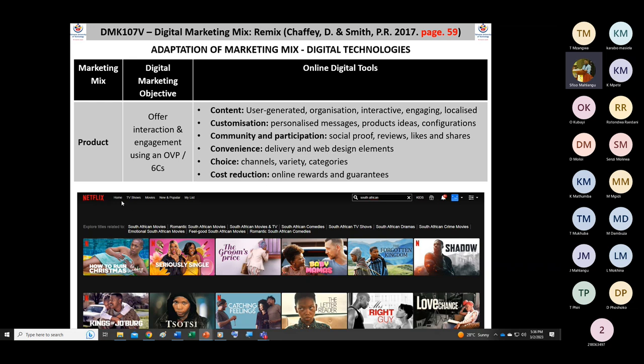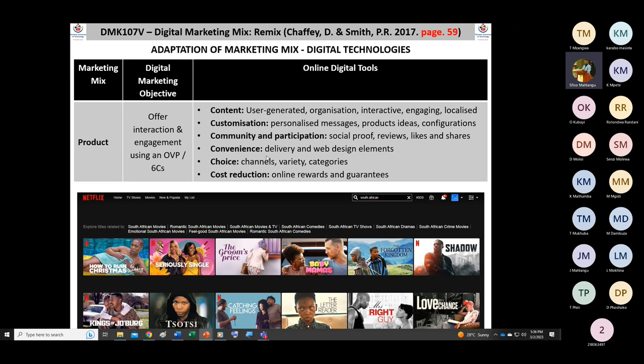Those are the 5 global navigations that you see there. And number five is choice. So we can sell our product more, to become more premium, by giving customers more choice. This could be channels, variety, categories.